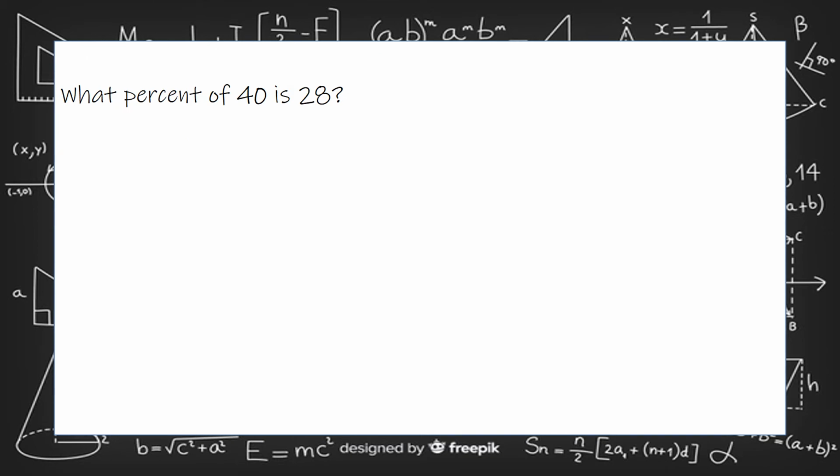What percent of 40 is 28? So what percent, question mark over 100, that's a percent, is equals 28, and the whole number is 40, or the part of the total. So 28 over 40. We're going to cross multiply 100 times 28.